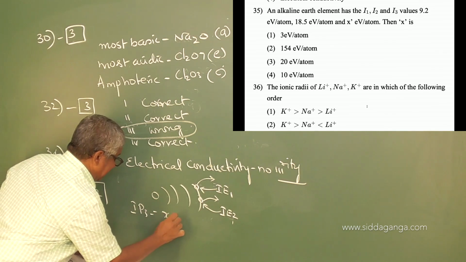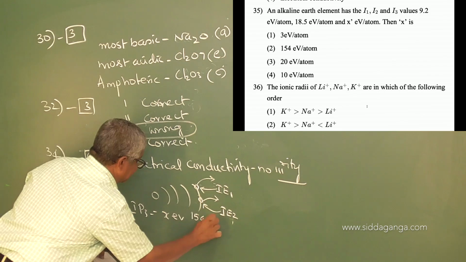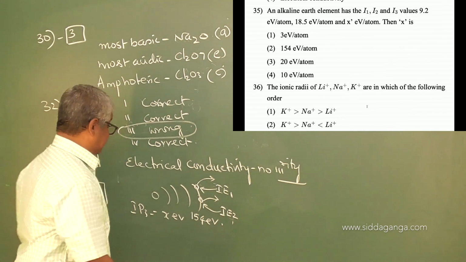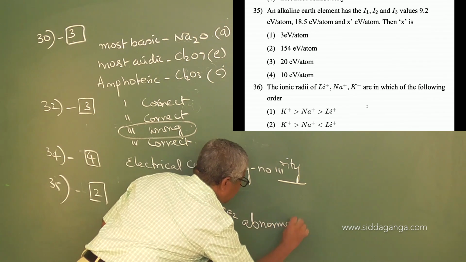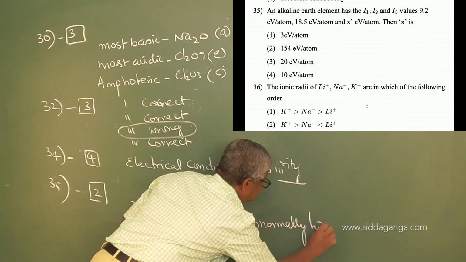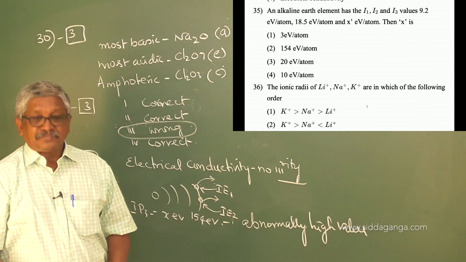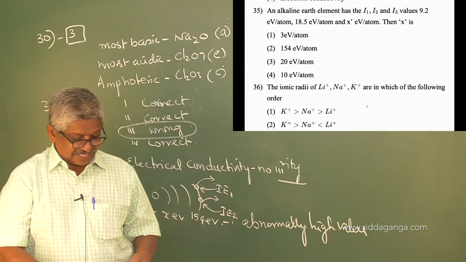IP3 is x electron volt, it is 154 electron volt. So abnormally high values. Now the next, 37.